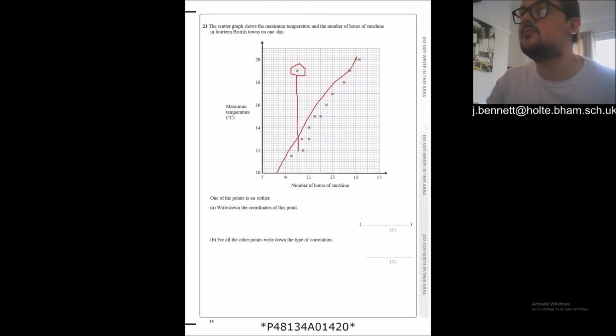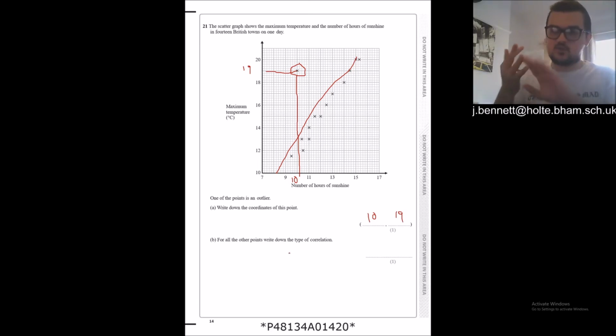We go down halfway between 9 and 11, that's 10. We go across halfway between 18 and 20, that's 19. So our x coordinate is 10, our y coordinate is 19. For all the other points, write down the type of correlation. So there are 3 types of correlation: positive, negative, and none. A positive correlation is when as the x gets bigger, the y gets bigger. A negative is as the x gets bigger, the y gets smaller. And if there's no correlation, the dots are just madness and they're random.